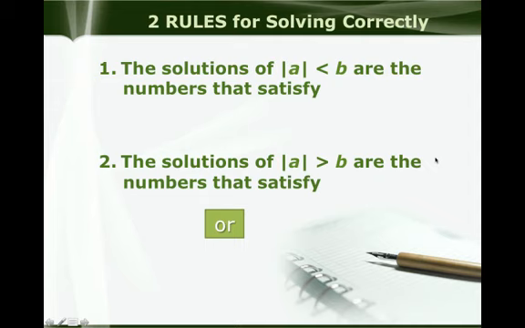All right, so let's think about two rules for solving correctly. If we're given in number one here the solutions of absolute value less than b, those are going to be the numbers that satisfy everything between negative b and b. And so I'm setting up a compound or three-part inequality. However, if I'm given absolute value of a greater than b, then I set up two separate inequalities, a less than negative b or a greater than b.